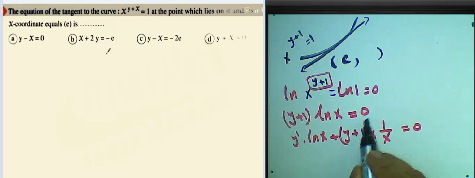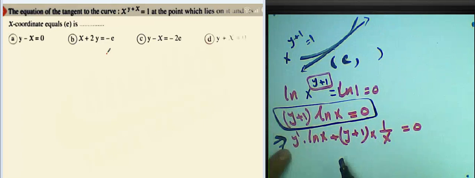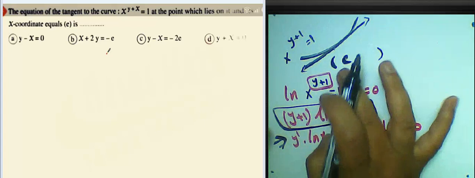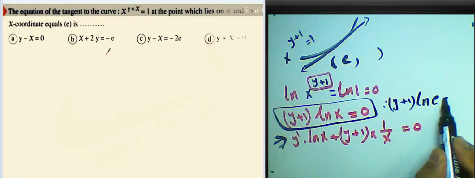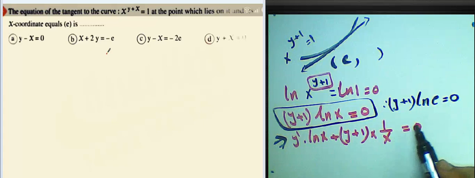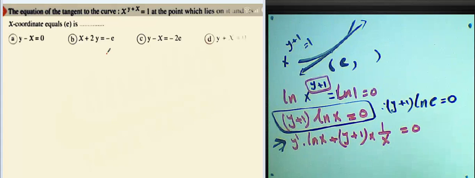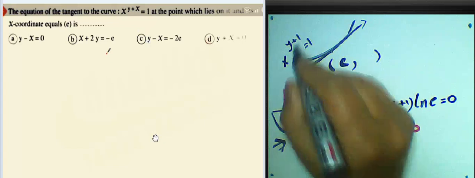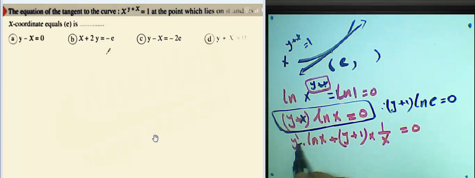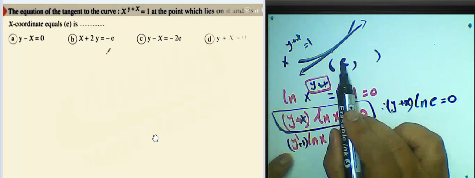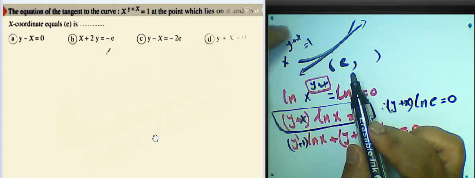Then we have a function and its derivative, and we want to find the point. Put x equal e in this function, then y plus 1 multiplication by ln e equal 0, so y plus 1 will be equal. Okay, look again here, the power here was x. Sorry, the derivative of this function will be y dash plus 1 multiplication by ln x plus y plus x multiplication by 1 over x. Okay, and put x equal e in this function, x power y plus e equal 0.